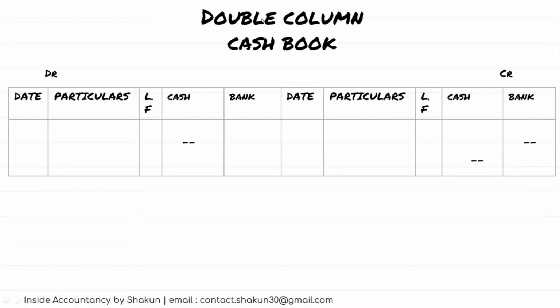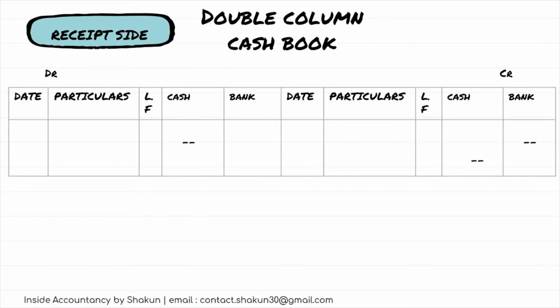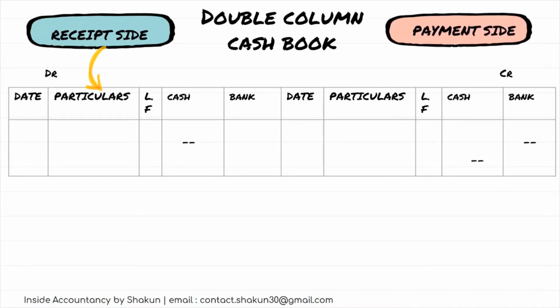So the only difference between a double column cash book and a single column cash book is that in a single column cash book, there was just one amount column, that was for cash. But in a double column cash book, there are two amount columns. One is for cash, the other one is for bank. The other rule remains the same, that is, the debit side is the receipt side. All the receipts of cash or the receipts in bank are recorded on the debit side, whereas the credit side is the payment side, and all the payments made in cash or through check are recorded on the credit side.